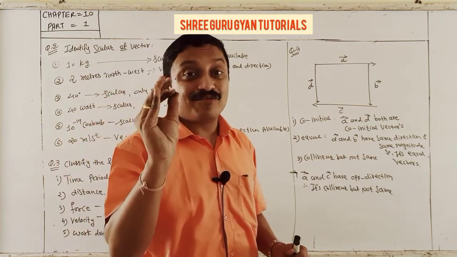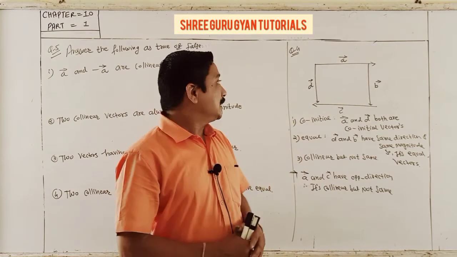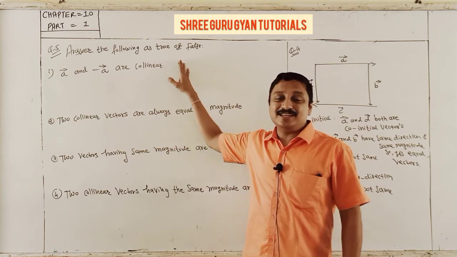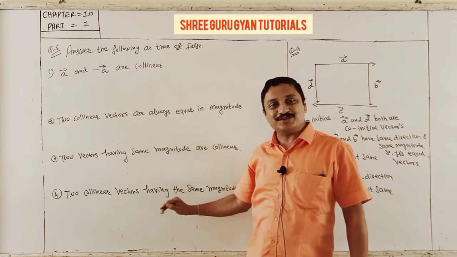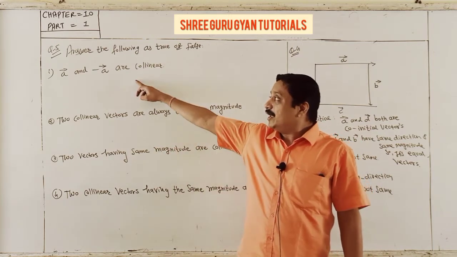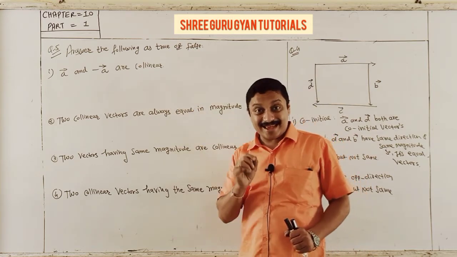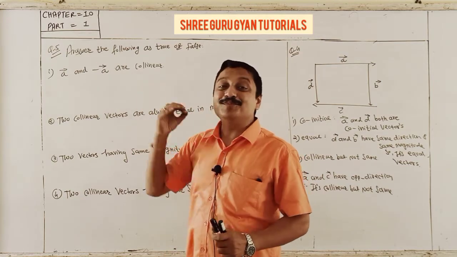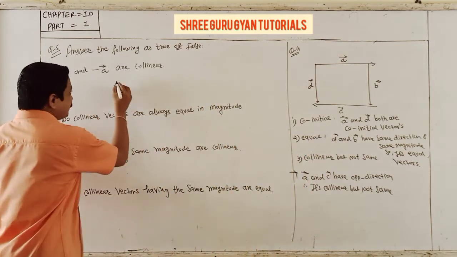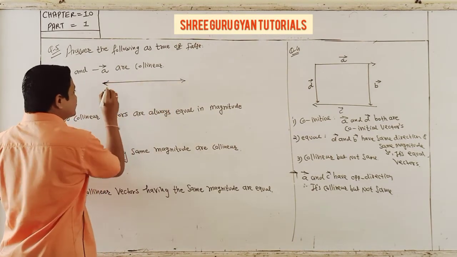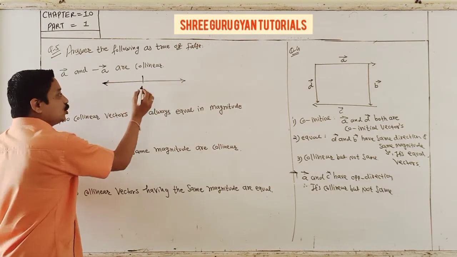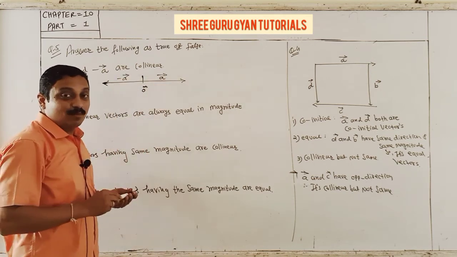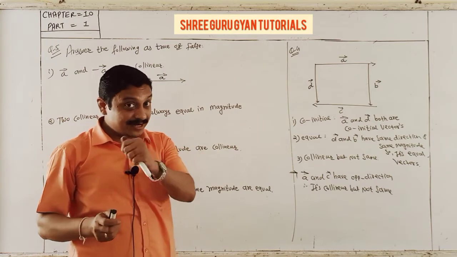Now I am moving to the 5th question. Now, students, after ending the 4th question, we go to the 5th one. Answer the following in true or false. There are 4 different types of questions. First, A and minus A are collinear. Yes, definitely collinear, because they have, check, only opposite directions. I draw one drawing for easy understanding. Consider here O is the 0 vector, this side is the A direction, this side is the minus A direction. Both are opposite, definitely it is collinear.